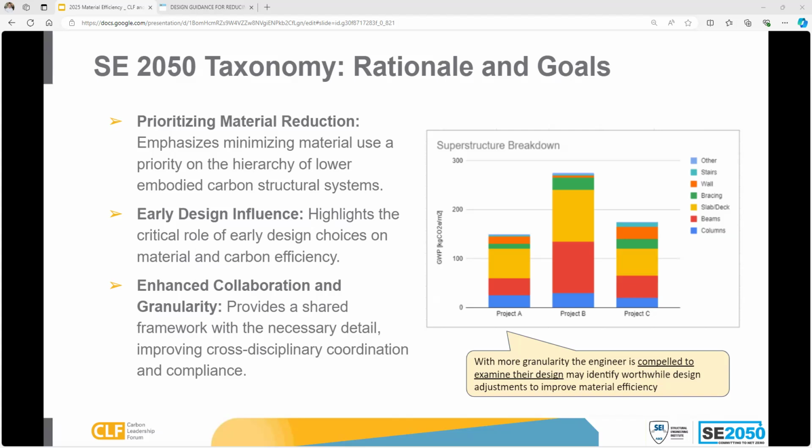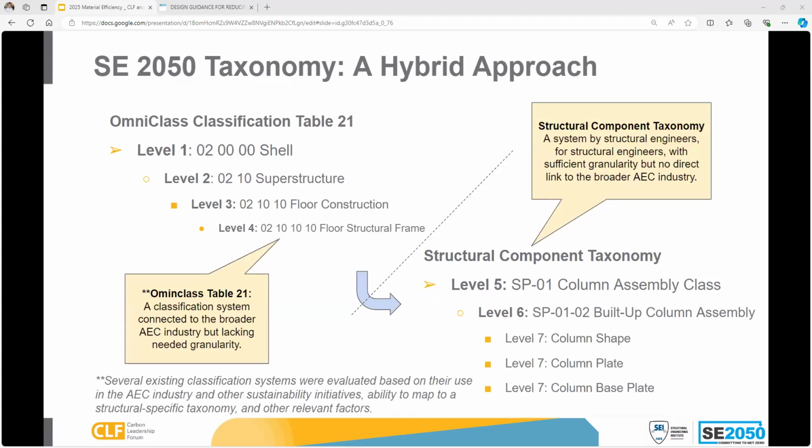On our actual taxonomy, the approach we're taking is a bit of a hybrid approach. So this is the summary of the proposed taxonomy that we're going to be publishing soon. This is just a snapshot. And so what we elected to do was take OmniClass Table 21, which is an established classification system that has generally broad support in the AEC industry, but it doesn't have a lot of granularity, and pair it with a structural component taxonomy that we developed off to the side that has a lot of granularity, but it's a very standalone item.